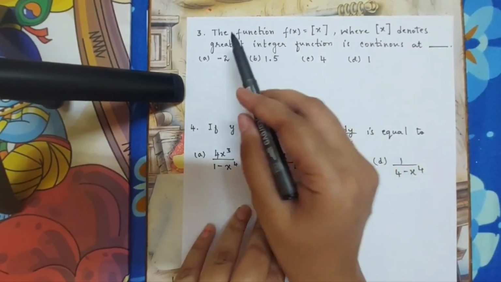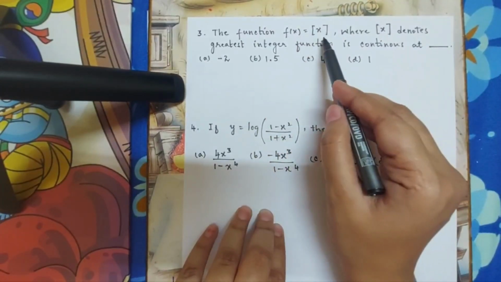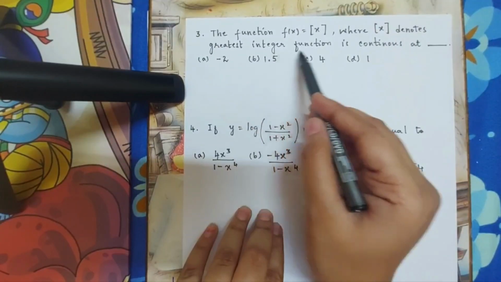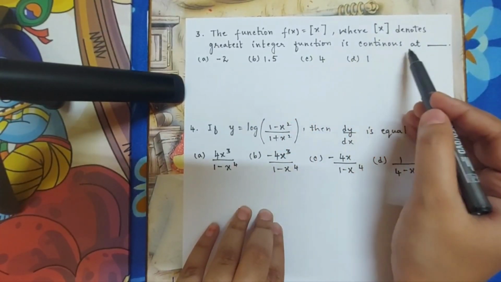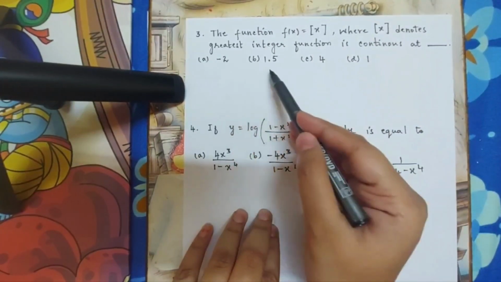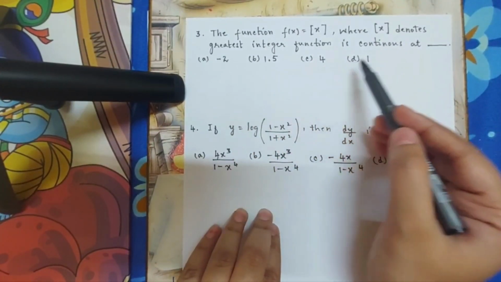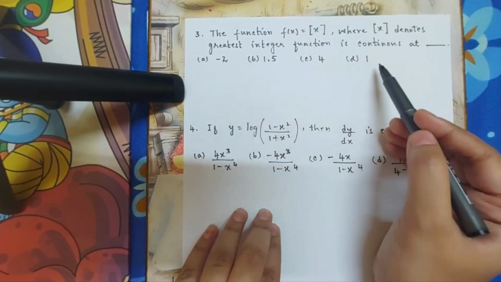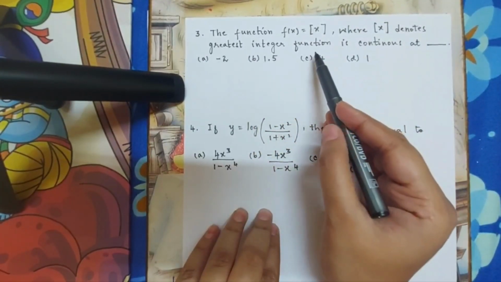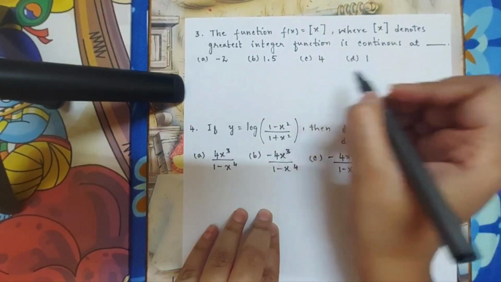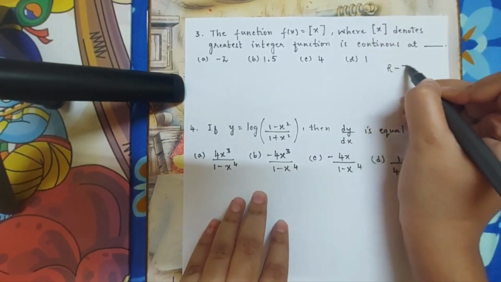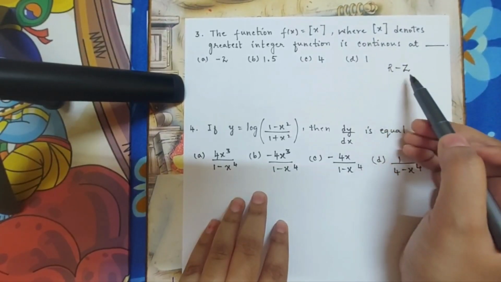The next question is, the function f of x is equal to the greatest integer of x, where f of x denotes the greatest integer function, is continuous at. So in the given options, a is minus 2, b is 1.5, c is 4 and d is 1. In the given options, we are supposed to find where f of x, that is the greatest integer function, is continuous. See, we already know that the greatest integer function is continuous at R minus Z. Now what do we mean by R minus Z?